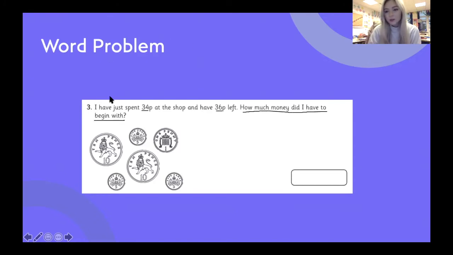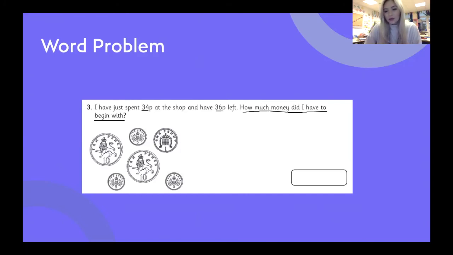Now, just like the last problem, the word spent makes us think that we might be doing subtraction, because if we think we're spending something, we're taking away part of our money that we have at the start. But if we look at the question at the end, how much money did I have to begin with? Actually, we need to think about the total that we started off with. Now I know I spent 34, and I know that I've now got 36p left. But what they're asking me is, how much did I have to start with? How much did I have at the beginning before I spent anything? Which means that we actually need to do addition again.